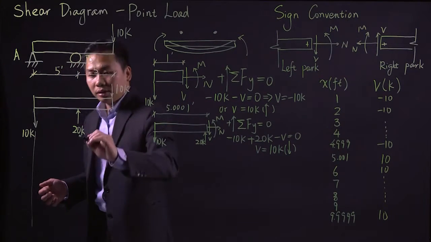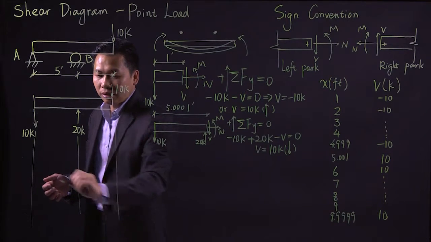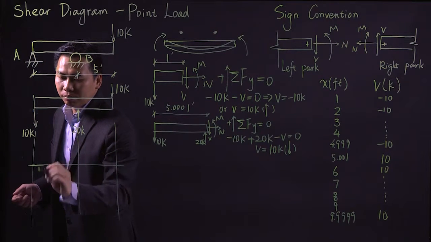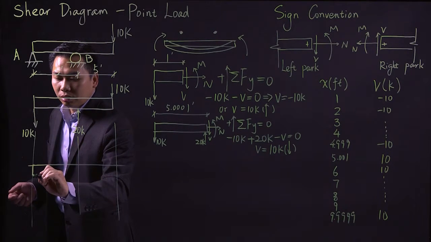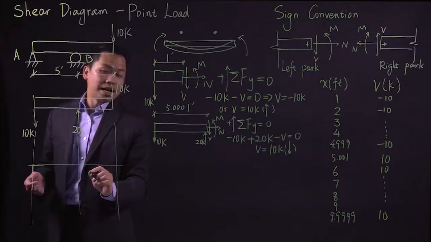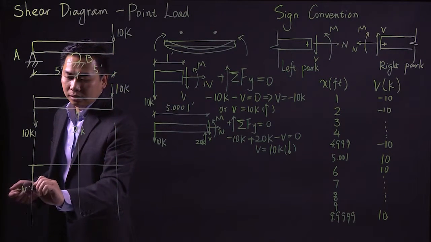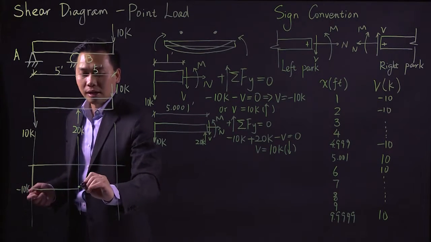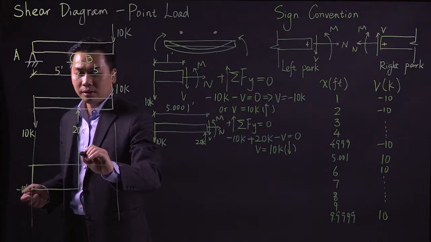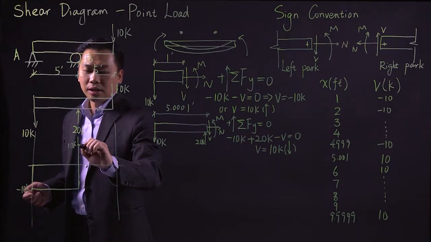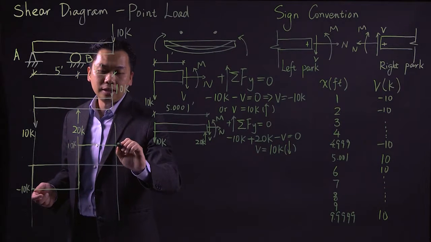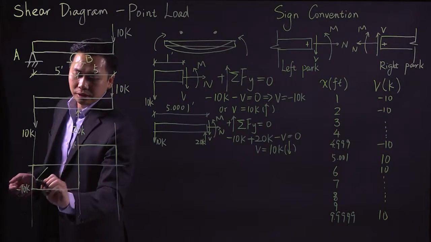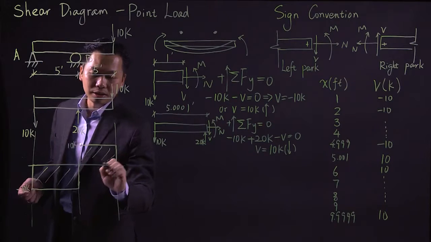So if we put those shear forces calculated into this diagram here, here's what we're going to see. Start from point 0, you go to negative 10, stay that way until the point 5.001, and then it becomes positive 10. Keep positive 10 all the way to 9.999 and become 0 at the end. And here is our shear diagram.